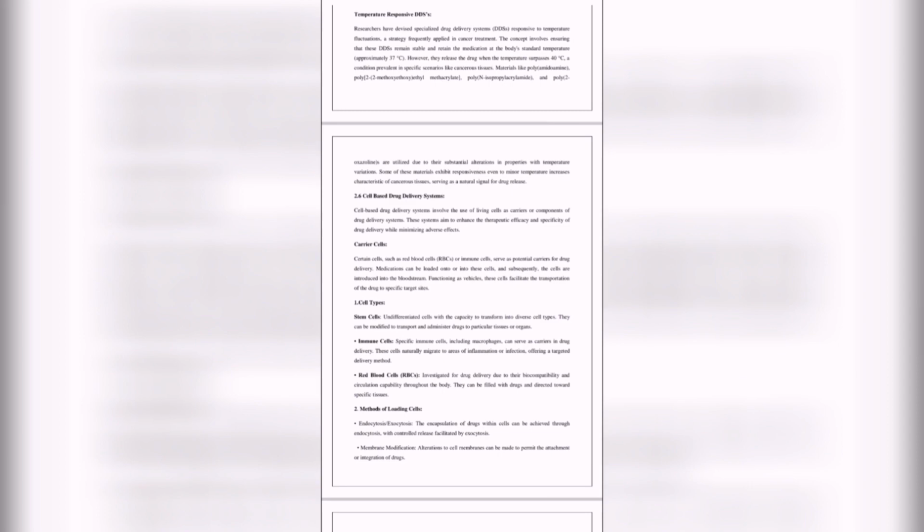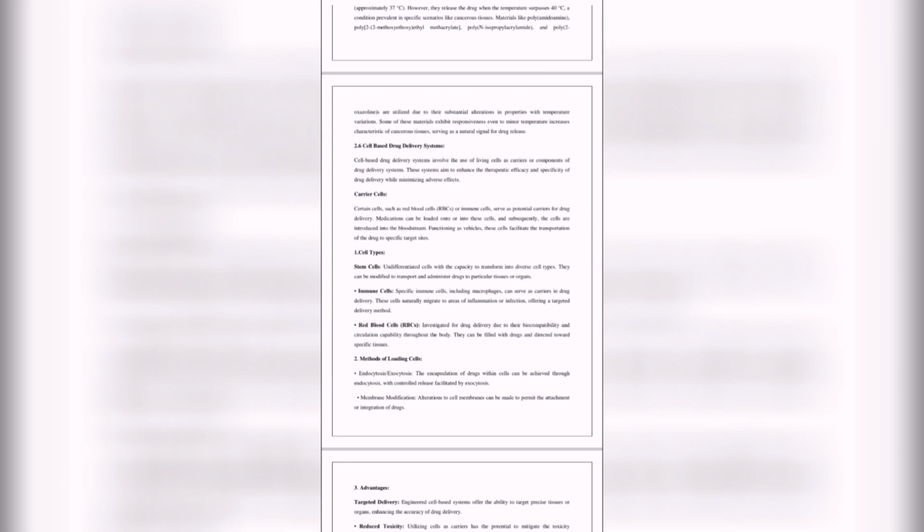scenarios like cancerous tissue. Materials like polyamidoamine, poly-2,2-methoxyethyl methacrylate, poly-N-isopropyl acrylamide, and poly-2-oxazoline are utilized due to their substantial alteration in properties with temperature variation. Some of these materials exhibit responsiveness even to minor temperature increases, characteristic of cancerous tissue, serving as a natural signal for drug release. So pH responsive and temperature responsive drug delivery systems are also under the heading of advanced drug delivery systems. And the last one is cell-based drug delivery system.